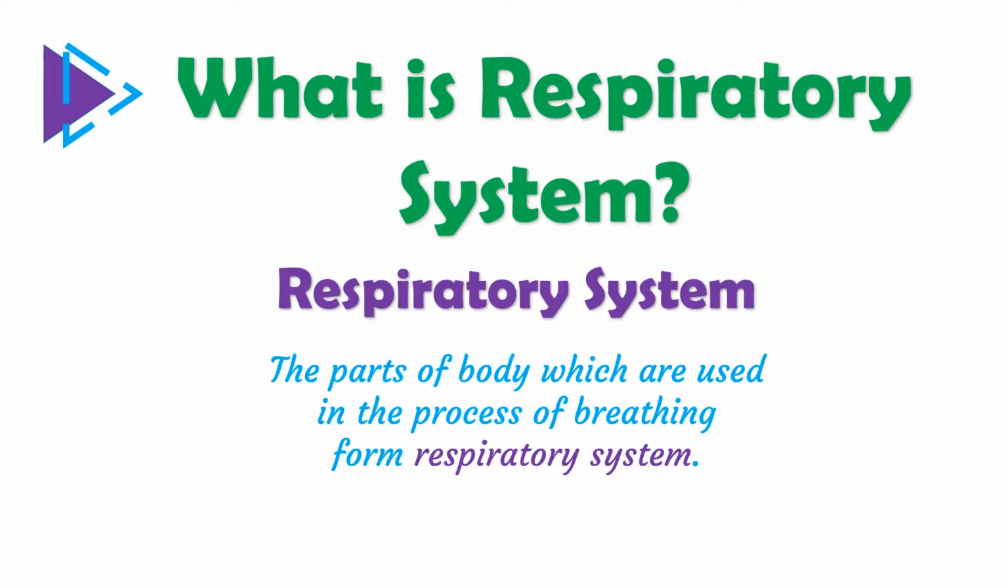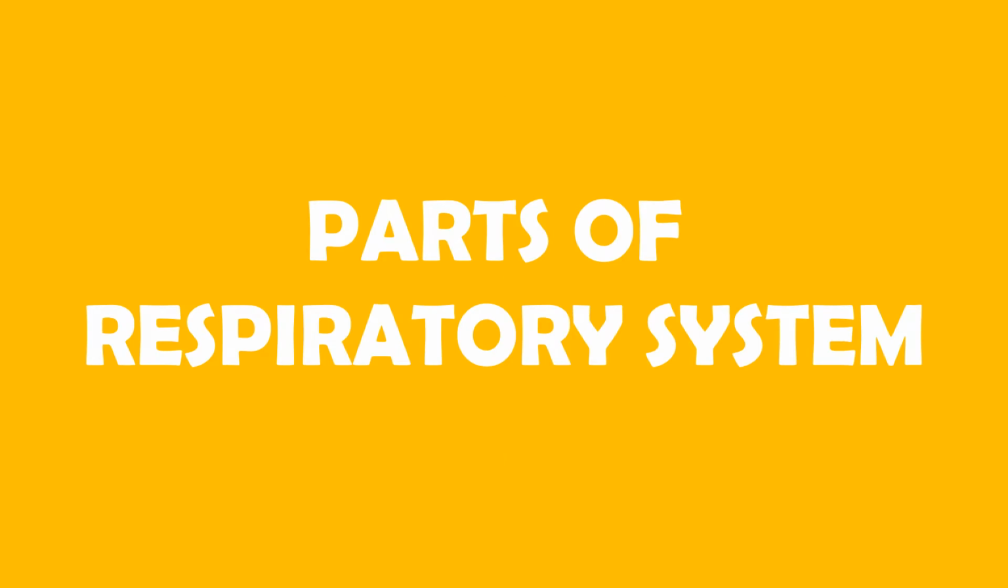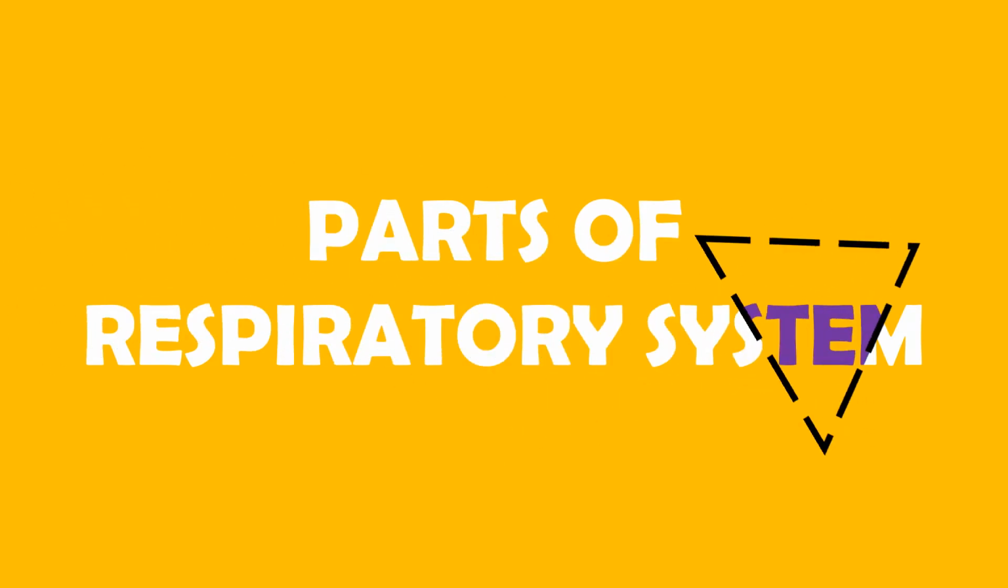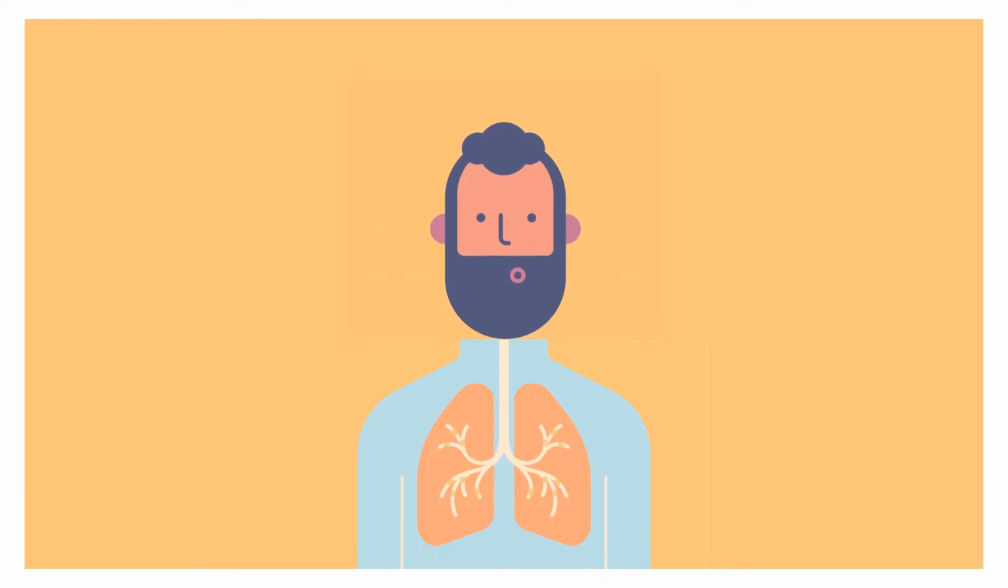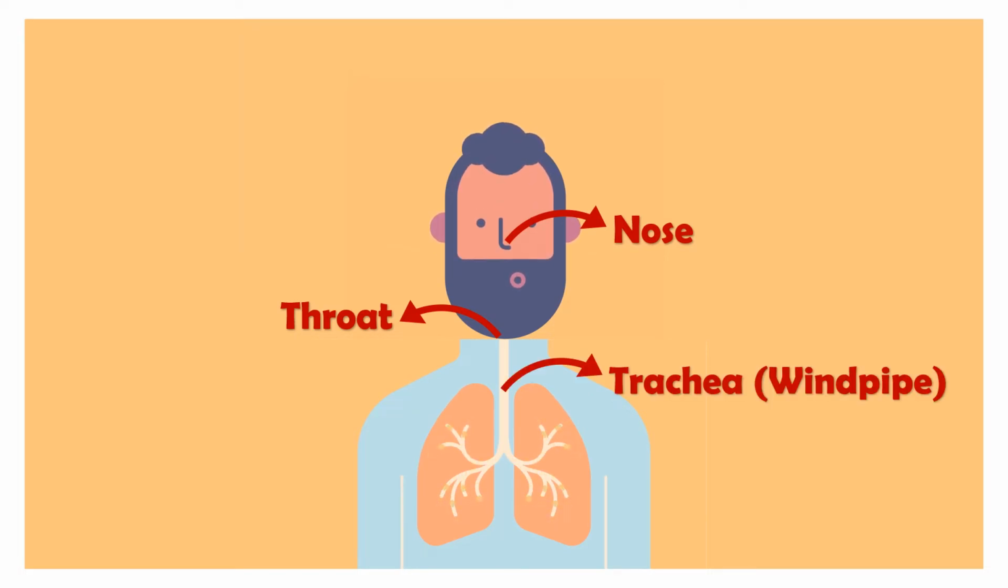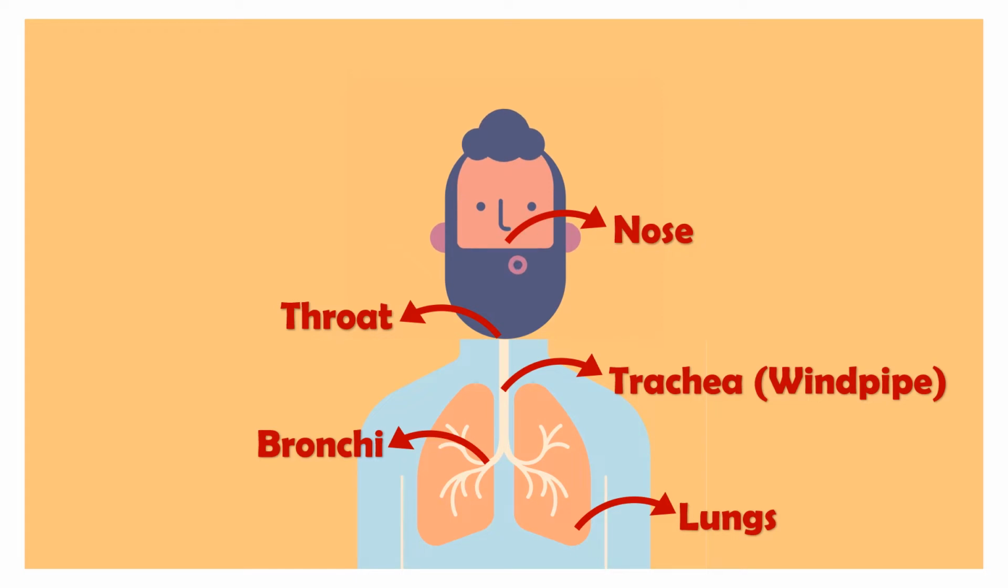What is the respiratory system? The parts of the body which are used in the process of breathing form the respiratory system. Let's check the parts of the respiratory system. The respiratory system starts from the nose. Second part is the throat. Then the throat ends at the trachea. Trachea is divided into bronchi, and bronchi go to the lungs. All these are parts of the respiratory system.